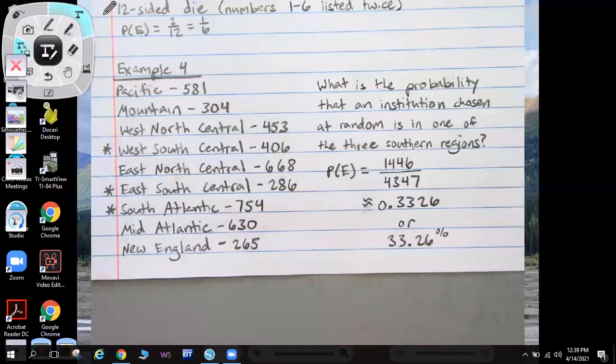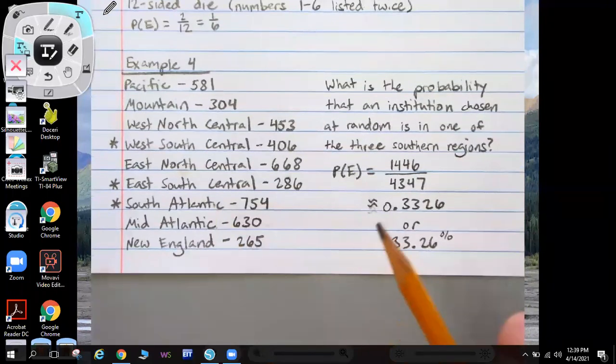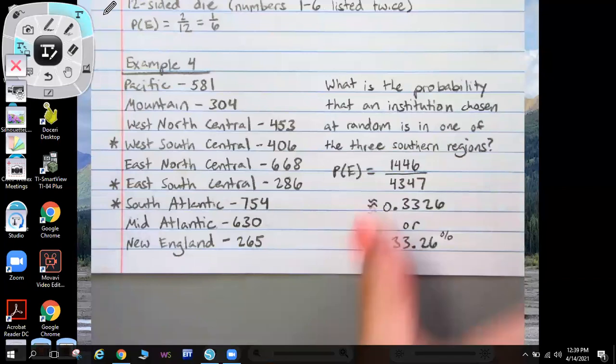Any questions on these examples? Any of these notes? Okay. I have a set of practice problems for you. So let me get that posted, and then I want to look at number 1 with you to get you started.